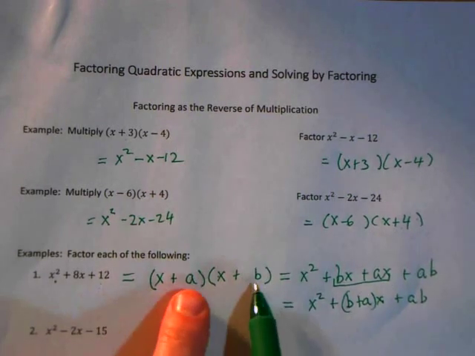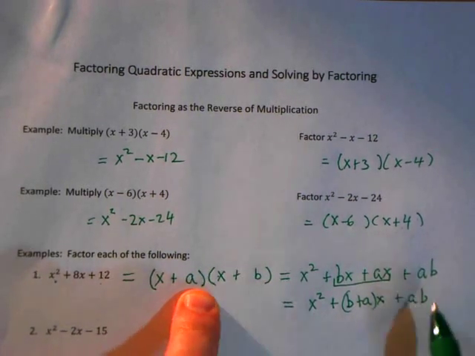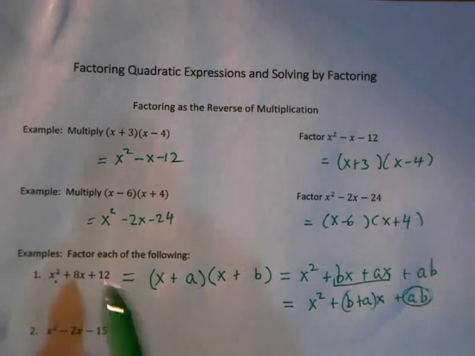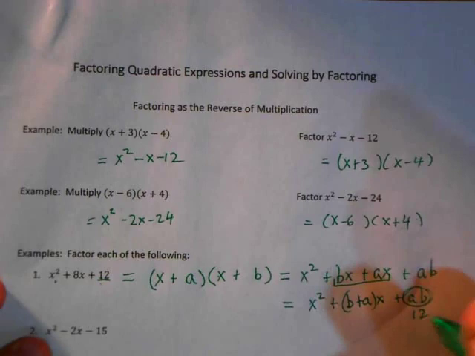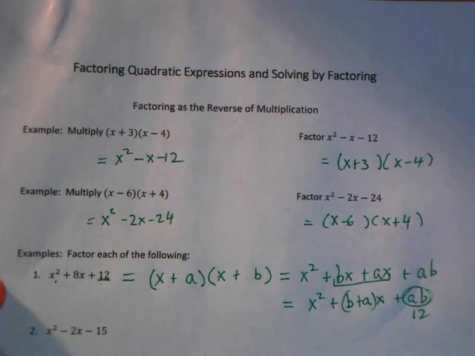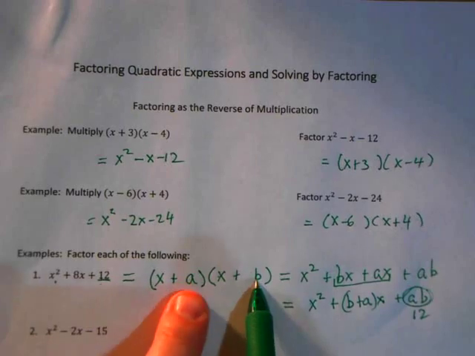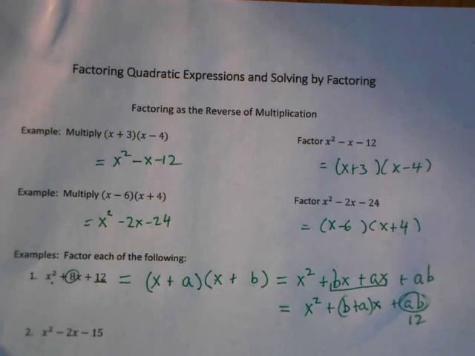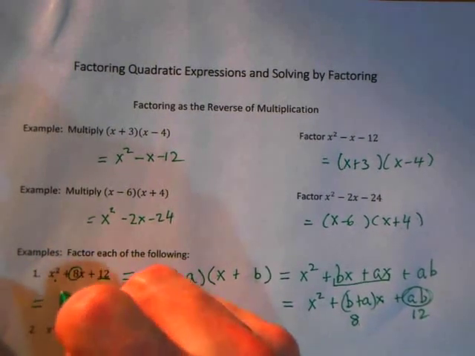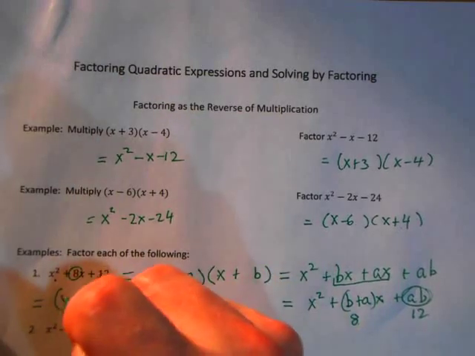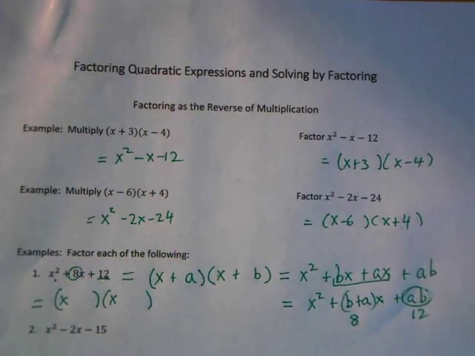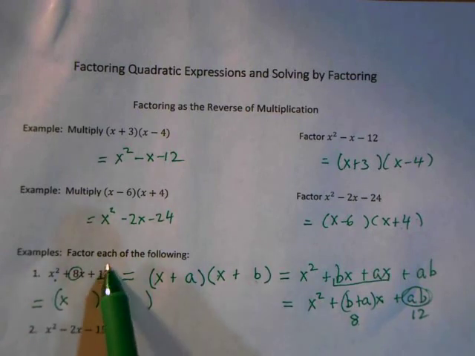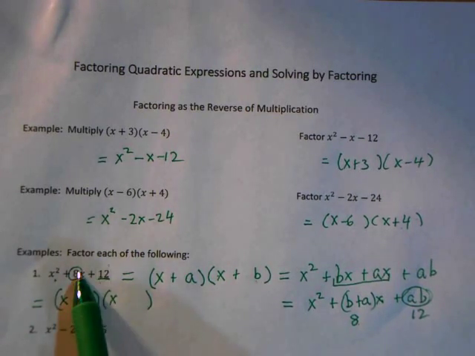What has to happen, the two numbers that go in this place, they multiply, and they have to be that number right there. So we need two numbers that multiply to be a 12. And then what else happens with these two numbers? When I add these two numbers, I have to get that. So the b plus the a have to add up to 8. Alright, so in other words, the way we do this, we write these down. We got x and x. Then we need to find two numbers that multiply to be 12 and add to be 8.